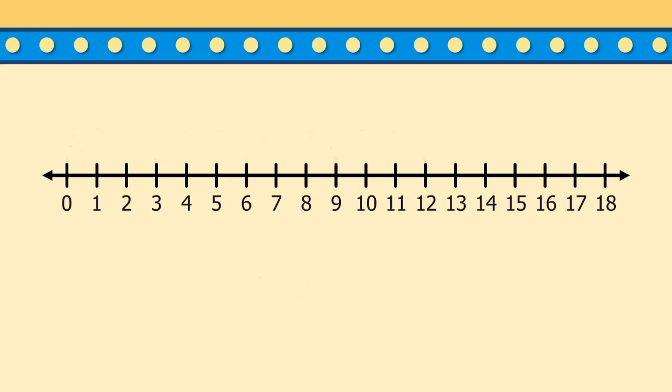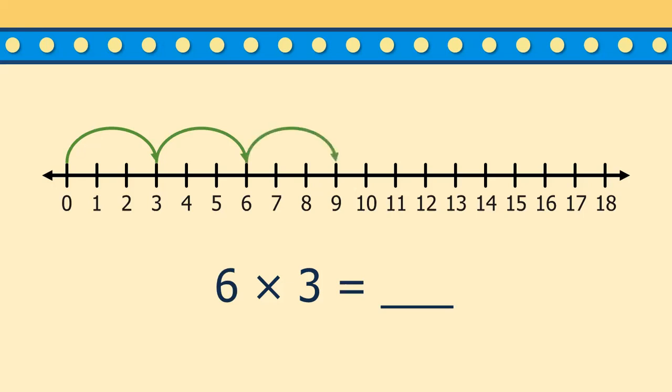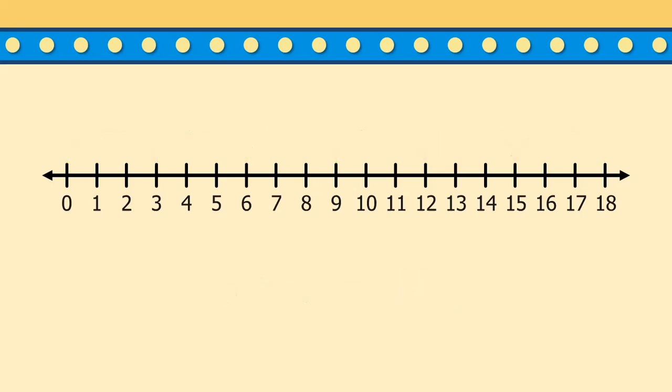Next, we have our number line still, and we have 6 times 3. So we're going to skip count by 3s. We're going to move up 3 each time. So 3 to 6, 6 to 9, 9 to 12, 12 to 15, and then 15 to 18. And if you see here, we have 6 jumps, and 6 times 3 spaces each jump equals 18.